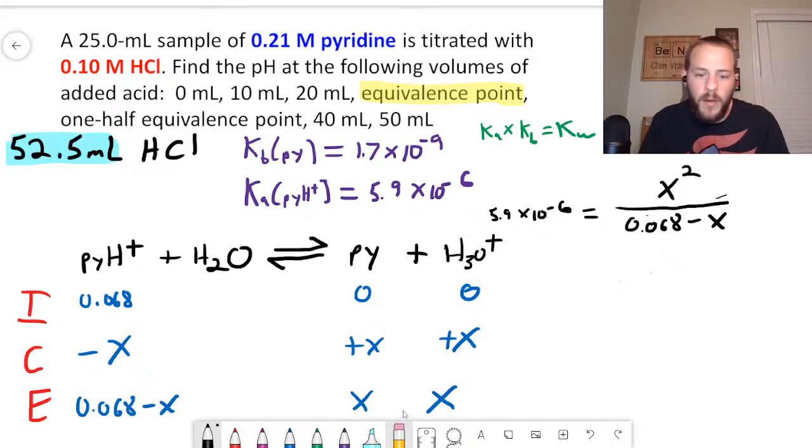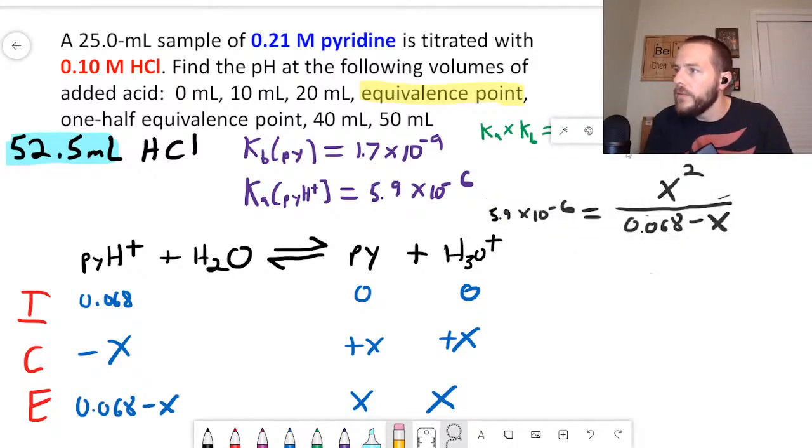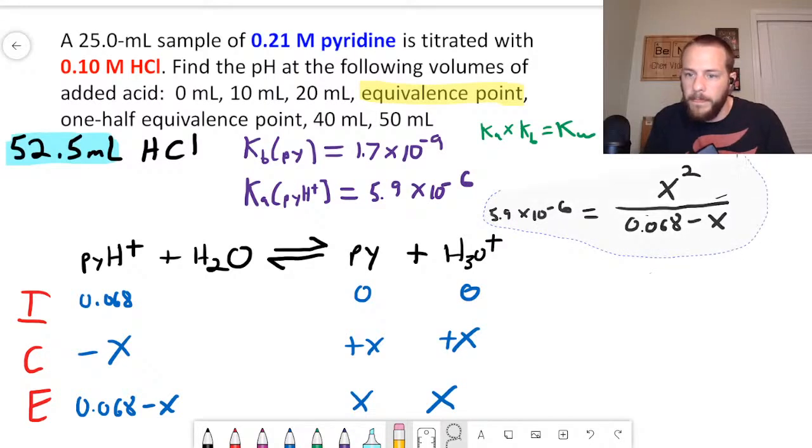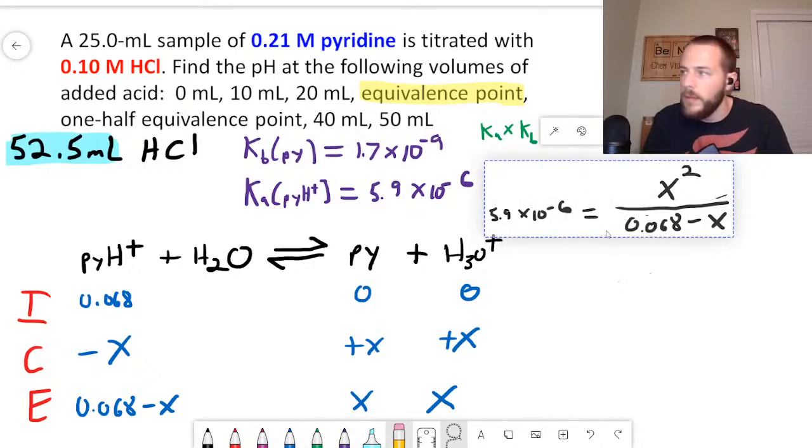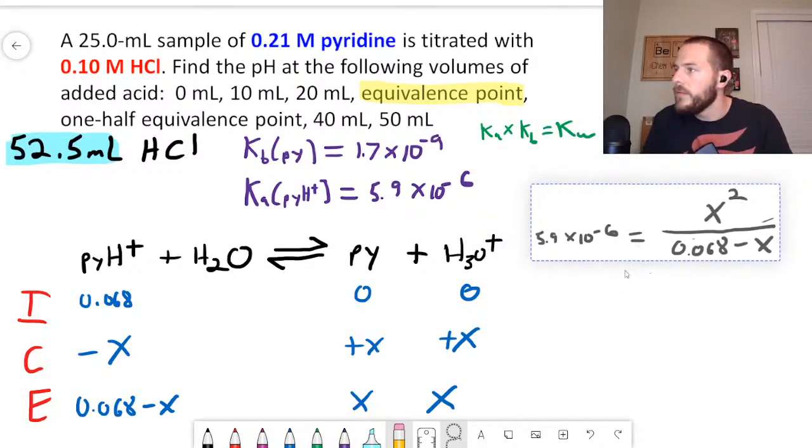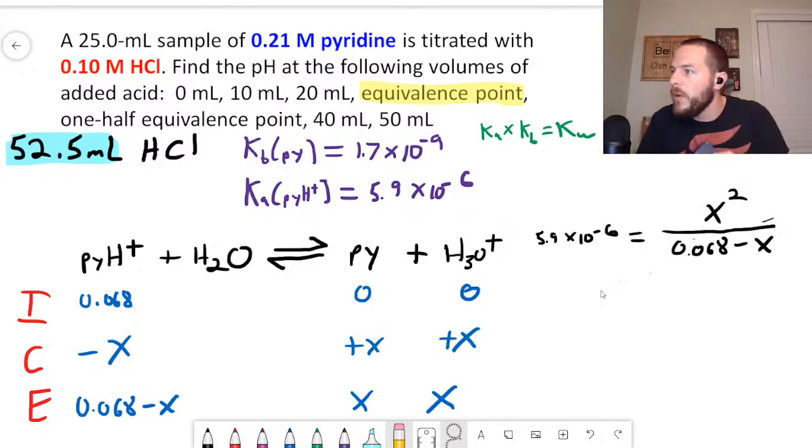I'm wondering if there's a way I can drag this, keep it away from everything else. That's not it. Okay, there we go. Just keep it a little bit further away from everything else so it's not as cluttered.